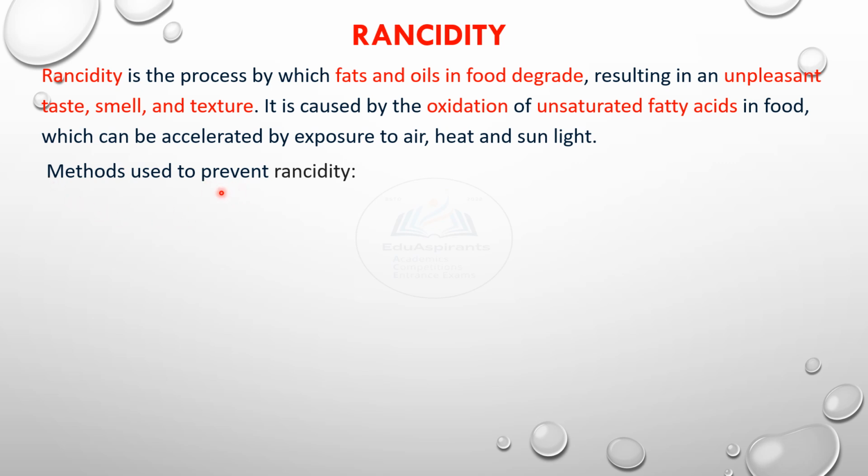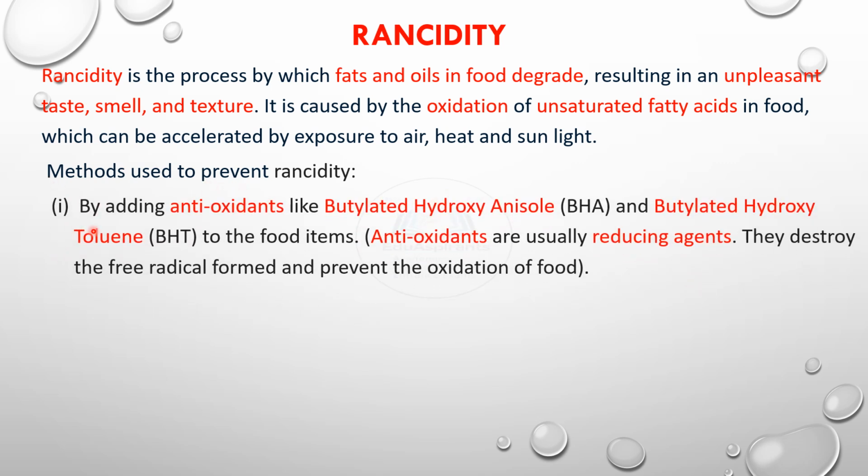Methods used to prevent rancidity. By adding antioxidants like butylated hydroxyanisole (BHA) and butylated hydroxytoluene (BHT) to the food items. Antioxidants are usually reducing agents. They destroy the free radicals formed and prevent the oxidation of food.